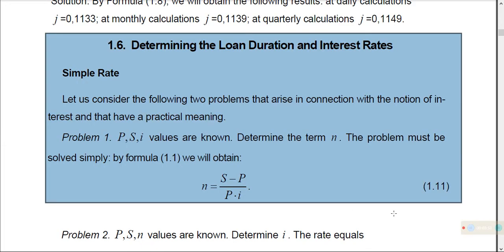Let's go to the next part. We have problem number 2 here. What if the given are P, S, and N? What we will look for is the interest rate I. So, we take the same approach.